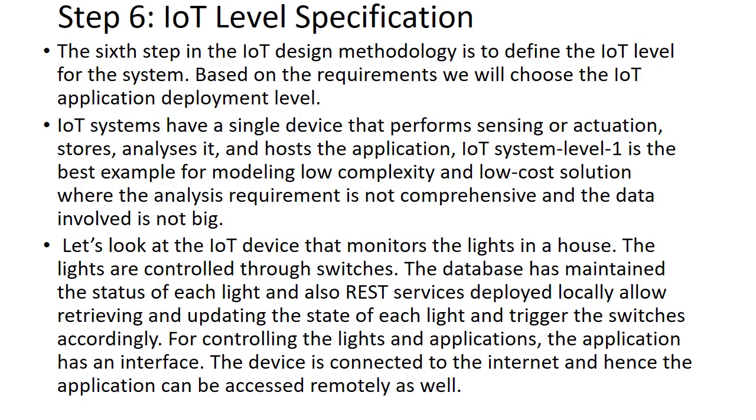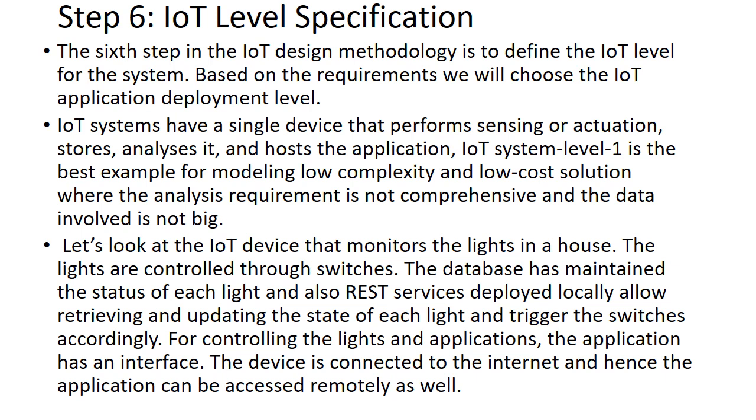The sixth step in IoT design methodology is IoT level specification. Here a single device performs sensing and actuation, stores and analyzes data, and hosts the application. And there are various levels in the IoT system. IoT level 1 is the best example for modeling low complexity and low cost solutions.